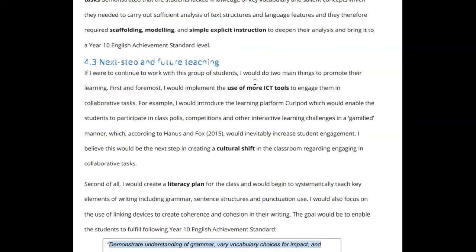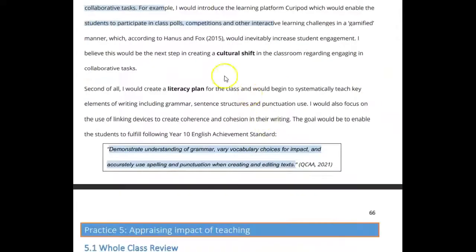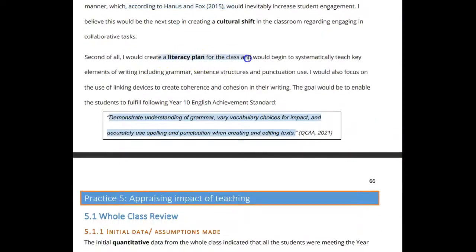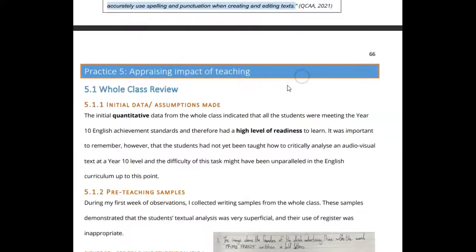Next step teaching came into this. So if I was to continue, two main things I would do. And I would do this, for example, and she gave an example of that. And they gave a bit of why and a bit of academic justification. You can use first person throughout your task, but especially here in your reflective: I would do this, and why I would do this.